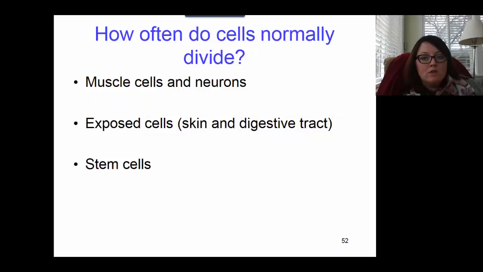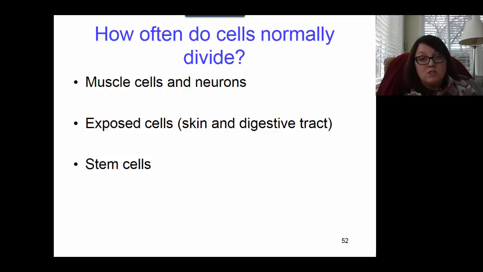So how often do cells normally do cell division? Going back to normal cell division rather than the abnormal cell division, how often do cells normally divide? Well, it depends upon what kind of cell you are, really. Muscle cells and neurons are very bad at cell division. So when a neuron dies, that's pretty much it. You don't get a new one.